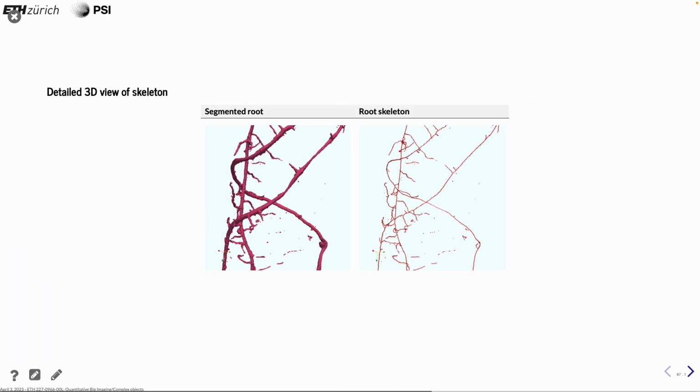And here you can see a little bit clearer view. So this would be the original segmented root, and this is a skeleton, and I think the structures are pretty well preserved here.